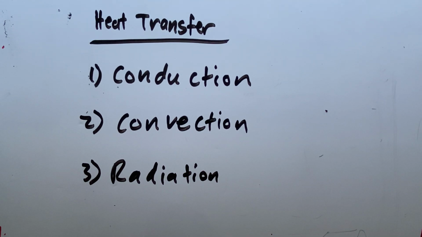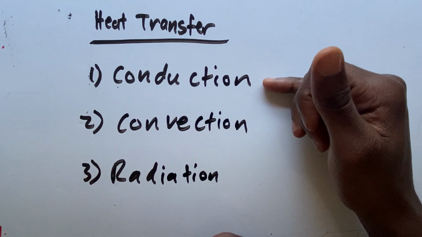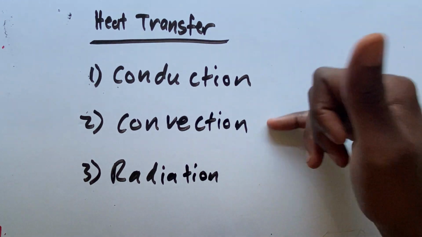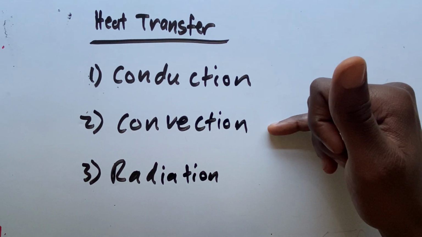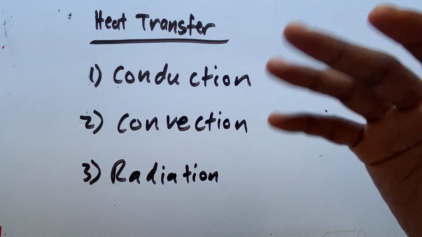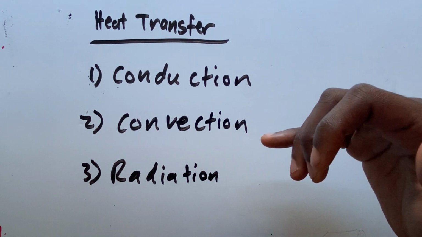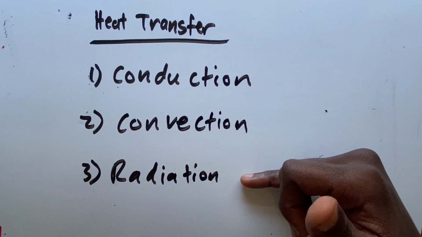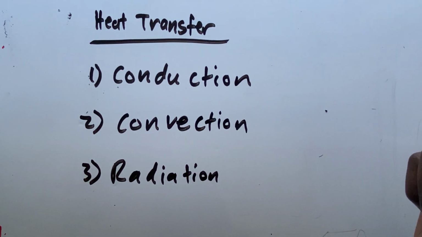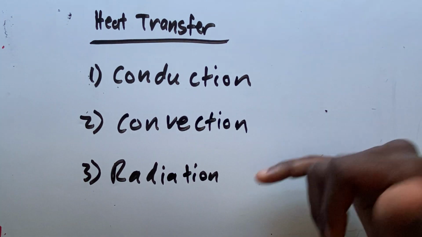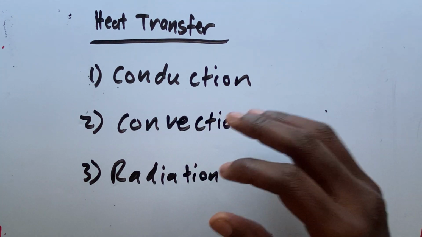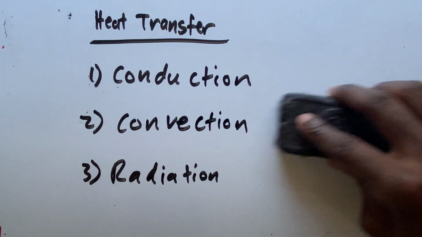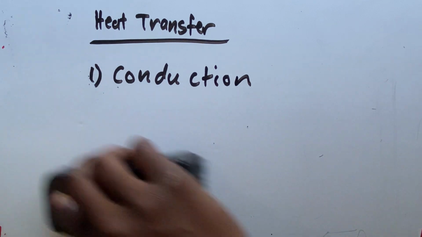So to put it simply, conduction is the transfer of heat through direct contact. Convection is the transfer of heat through a fluid of some sort. And radiation is the transfer of heat through electromagnetic waves, right? So that's what each one of those are in a nutshell, but I'm going to go a little bit deeper into each one of those. So let's start with conduction.